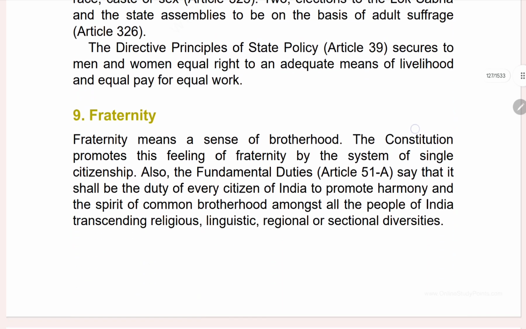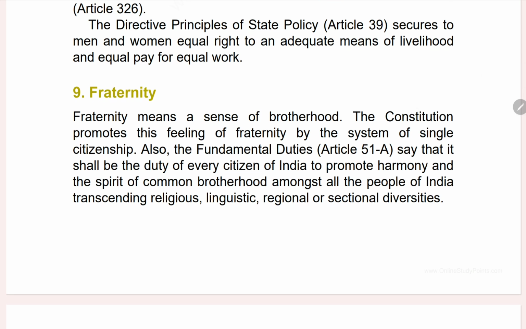Now we will see the important concept of fraternity. What does fraternity mean? It means brotherhood, a sense of brotherhood. The Constitution also promotes the feeling of fraternity by the system of single citizenship. Indian Constitution offers single citizenship. Unlike the US Constitution that offers dual citizenship, India provides a single citizenship only. If you are from Bihar or Gujarat or Delhi, you don't have separate citizenship. You have just a single citizenship, that is Indian citizenship.